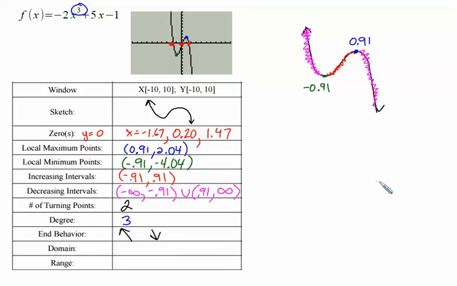The domain would be, what are the x values of the graph? Well, the graph goes all the way to the left and all the way to the right. So the domain is negative infinity to positive infinity. And the range would be the y values from top to bottom. It goes all the way down and it goes all the way up. So the range would also be negative infinity to infinity.